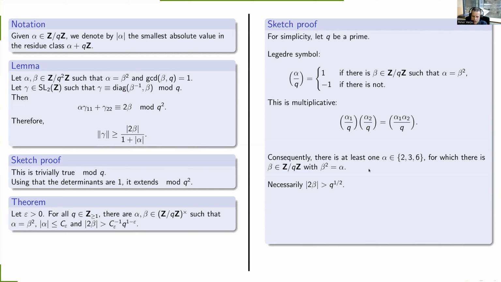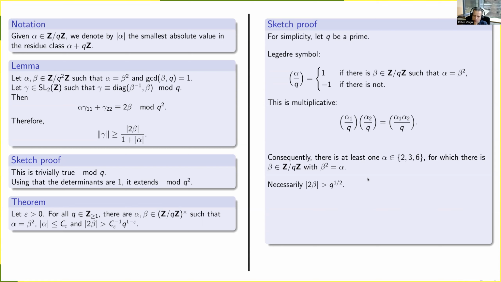But if you just take one alpha, then you can't really hope to get any further than this. So I guess if you take q to be of the form n squared plus 2, 3, or 6, then the corresponding square root is going to be n, and that will be not much bigger than this q to the 1/2.